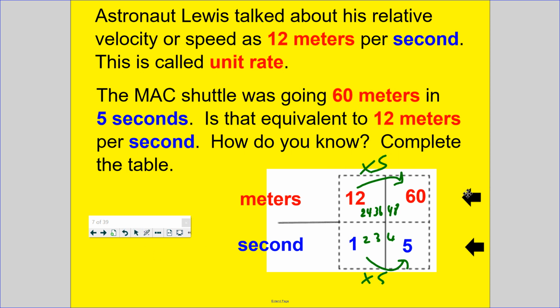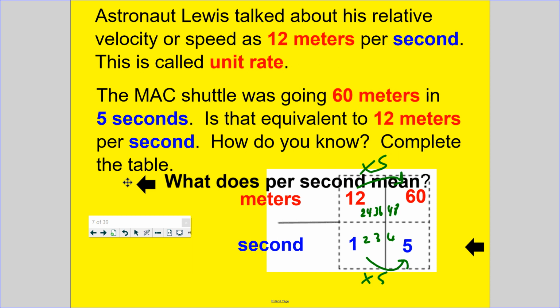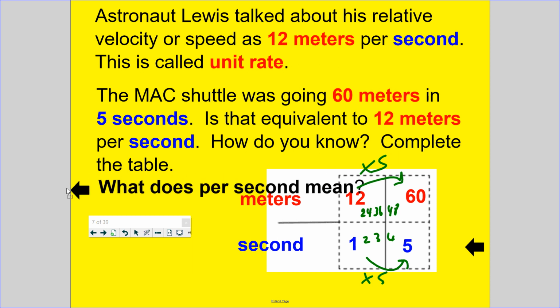I'm just curious, what does per second mean? When he's traveled 12 meters per second, you know what I mean? He's traveling 12 meters every second, each second, 1 second, or a second. And we made a table.